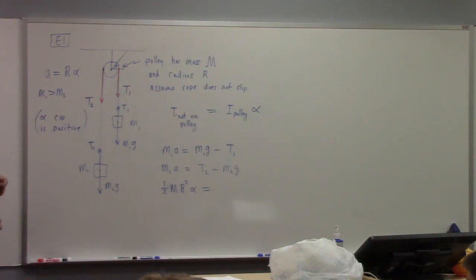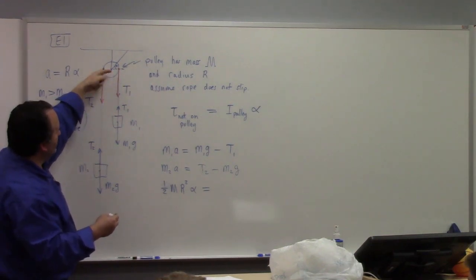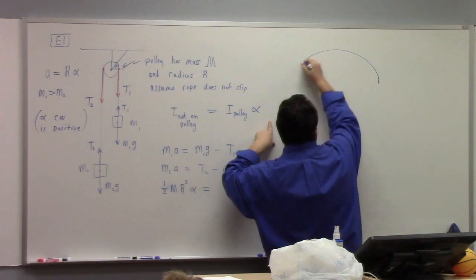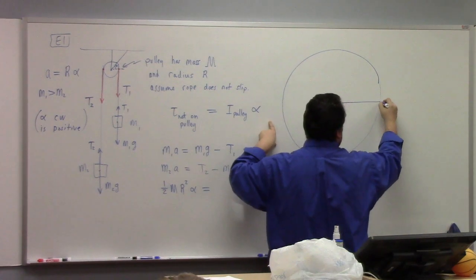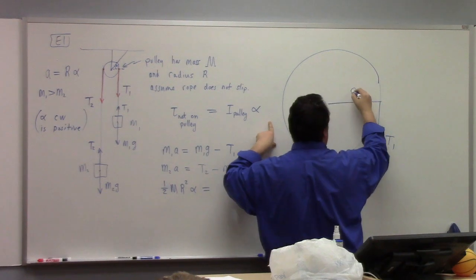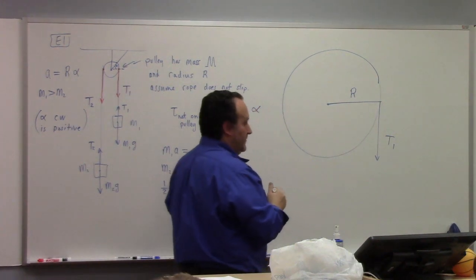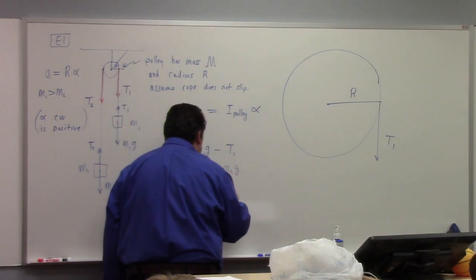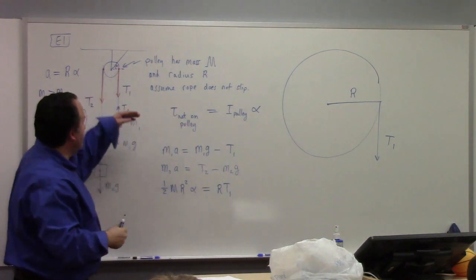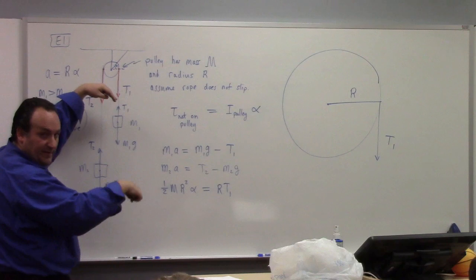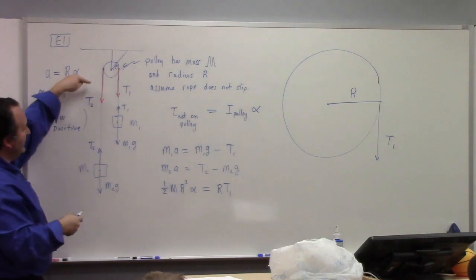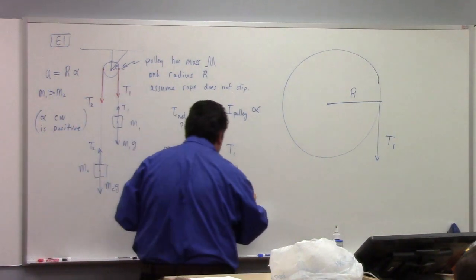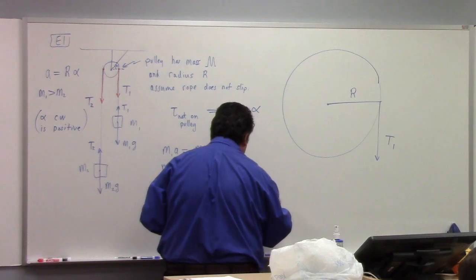Anyway, so the torque from T1, the question is, how far is that? Let me draw the picture bigger. So here's a picture of the pulley. Tension 1's like this, right? So what's this distance? This distance is R, the radius of the pulley. So that gives us a torque of RT1. Because tension 1 is causing a clockwise rotation, that's positive, RT1. On the other hand, T2, opposite story. We have minus RT2.